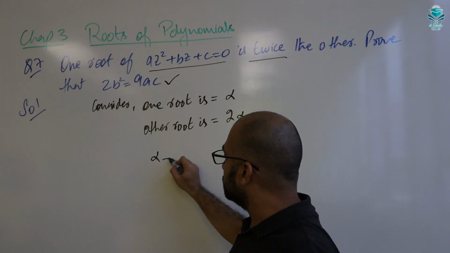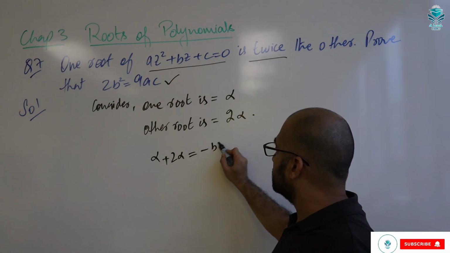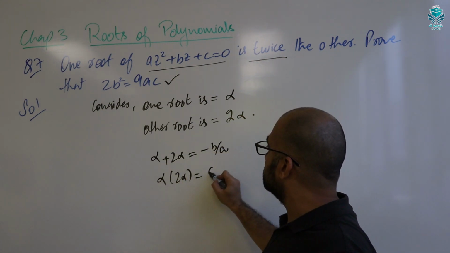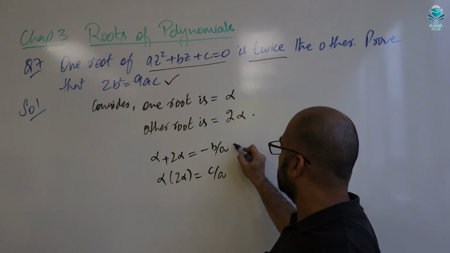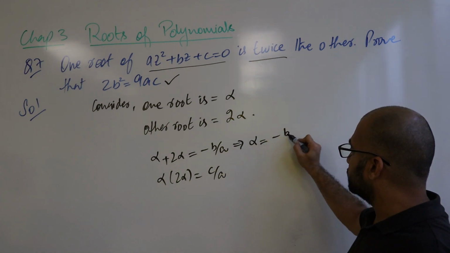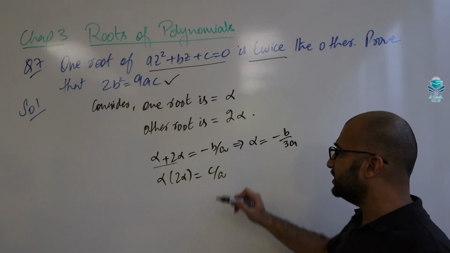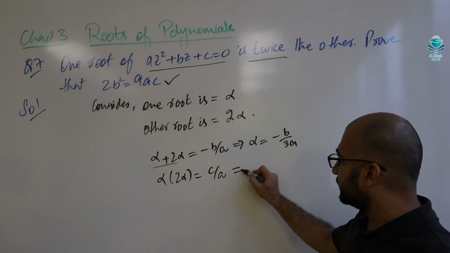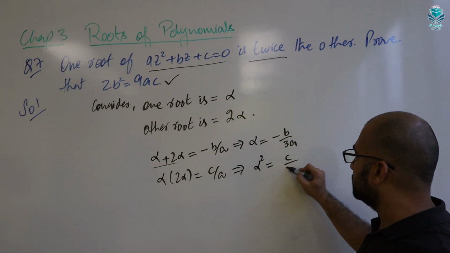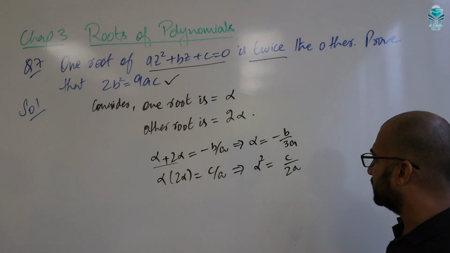So the sum of the roots, alpha plus 2 alpha, is minus b over a, and the product of the roots is c over a. So you can write from here alpha equals minus b over 3a, because you have 3 here, you can divide. And similarly, you can see 2 alpha square is c over a. When you divide by 2, you will get alpha square.